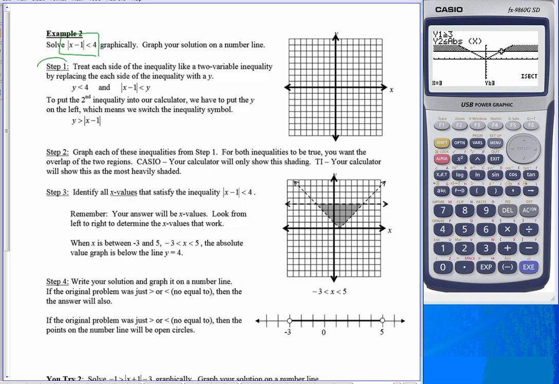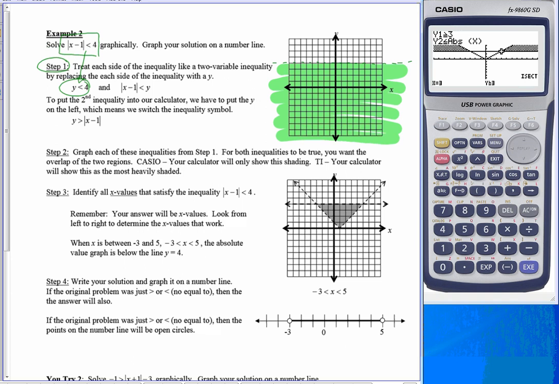So step 1 is just like before. I'm going to graph the y is less than 4. Notice for the right side, I kept that symbol the same. So y is less than 4 would be a horizontal line at y equals 4. Notice this one's dashed because I'm not equal to it. And this was less than, so I need to shade down from here.